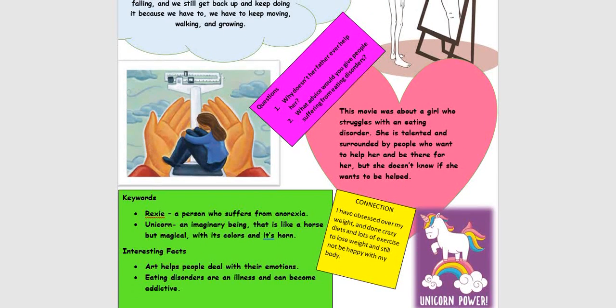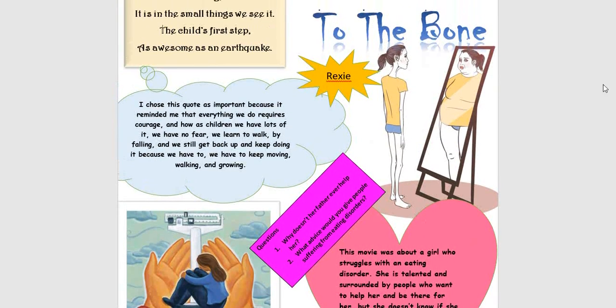I also included 2 pictures that illustrate the meaning of these vocabulary words. For example, for Rexy, here I have the word and I have the illustration. A Rexy is a person who suffers from anorexia, and people who have anorexia, they have a distorted image of their body. For example, here you see that the girl is all skin and bones. She's very thin, she's very skinny.